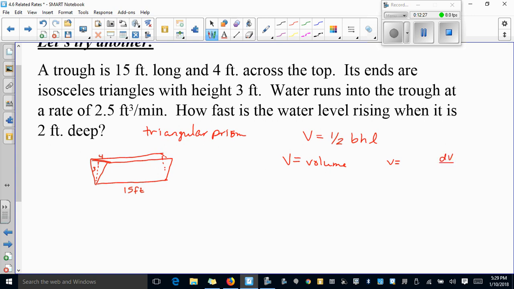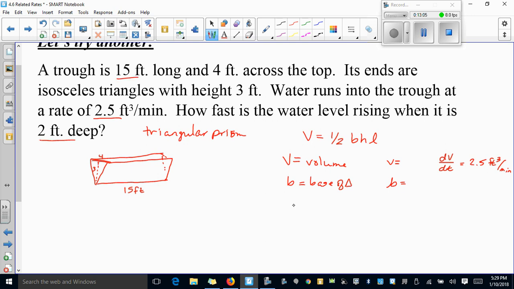So in this case, your B is going to be, they told us nothing about it. They're telling us how this is, but they gave us information to use, this, this, and this. Okay, the height. H is going to be the height of the triangle. And they did say it was going to be when it's 2 feet. H equals 2 feet. So dV dt is what we're looking for.